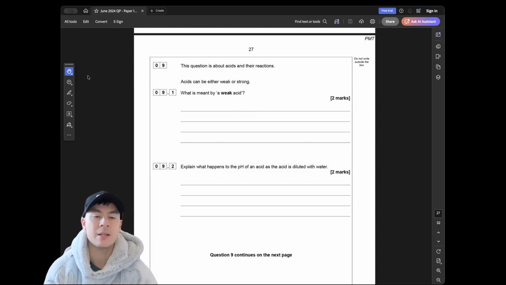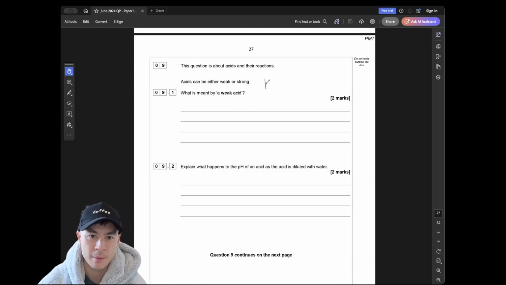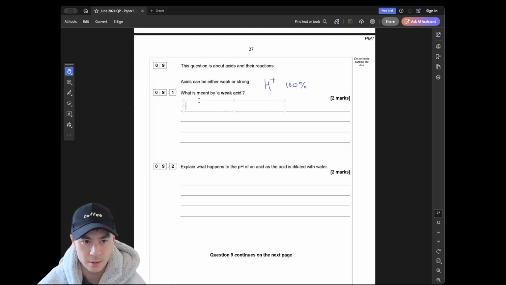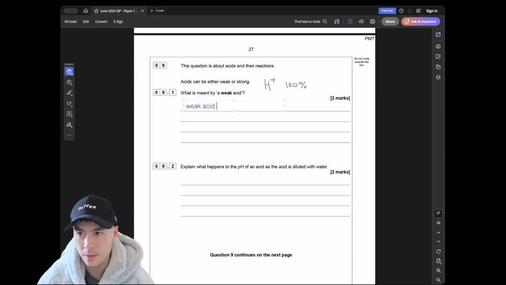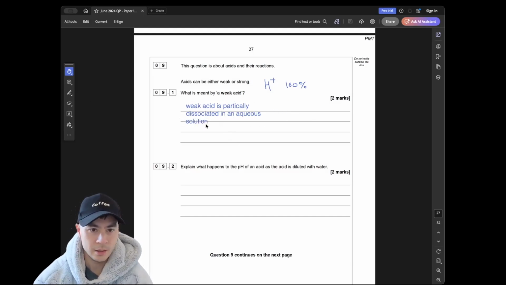If you remember, strong acid is 100% dissociation, meaning the hydrogen ions all jump out, right? That's a strong acid. A weak acid is not 100%, it's partially dissociated. Weak acid is partially dissociated, not 100%. Second mark would be in an aqueous solution. You must say these two things: aqueous solution and partially dissociated, for 2 marks.